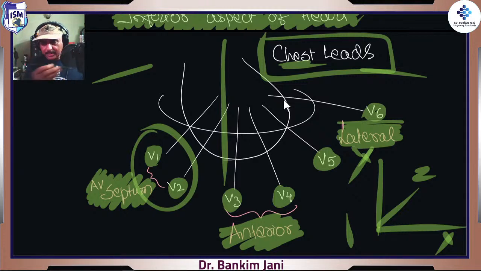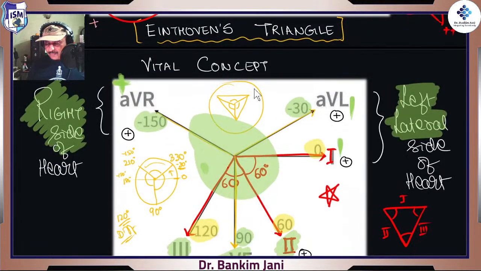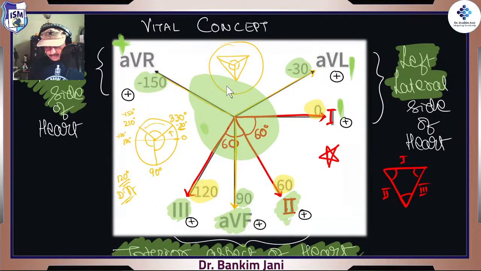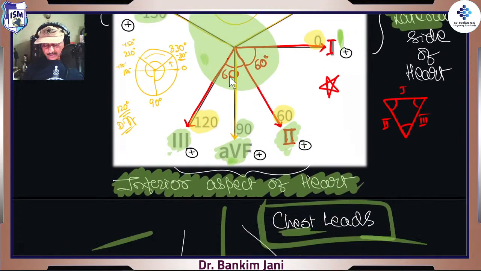You are watching the heart from the right side by AVR. You are watching the heart from the left side by AVL and lead 1. You are watching the heart from the inferior aspect by lead 2, lead 3, and AVF. Now, this AVF is absolutely in the center, so it is giving you a very precise view. That's what we'll watch now.